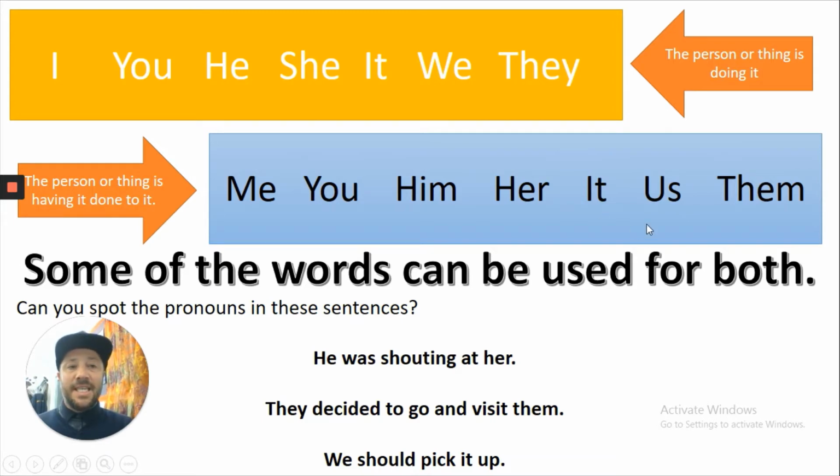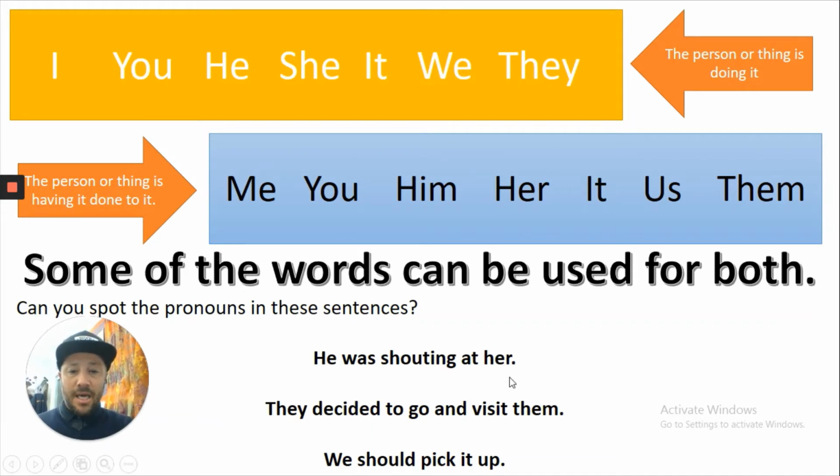So we visited them is the pronoun. Not we visited grandma and granddad, but we visited them. So I hadn't seen grandma and granddad for a long time, so we visited grandma and granddad. Doesn't sound right. So it's we visited them. So some of the words, though, can be used for both.